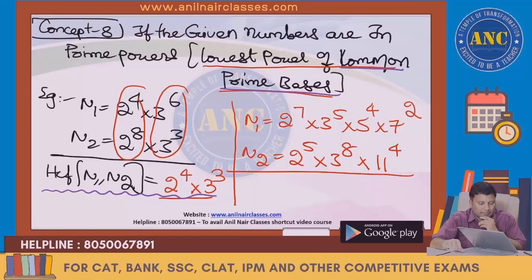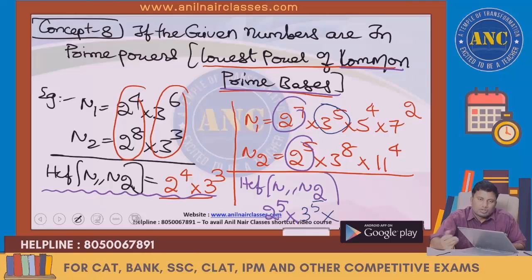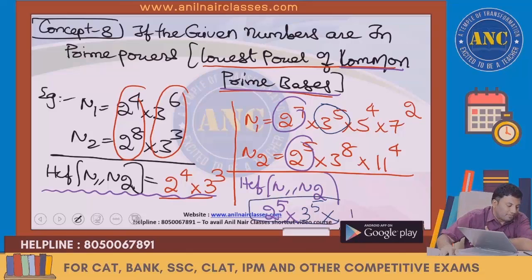Right? Now see here. HCF of n1 comma n2. Lowest power. 2 power 7, 2 power 5. It is 2 power 5. 3 power 5, 3 power 8. Lowest is 3 power 5. 5 power 4, nothing else is there, so there is no common. The answer is 2 power 5 into 3 power 5. I hope the idea is clear.